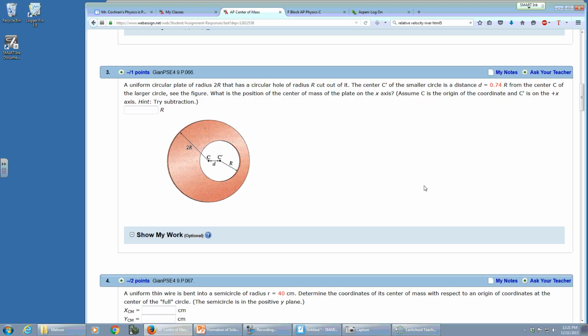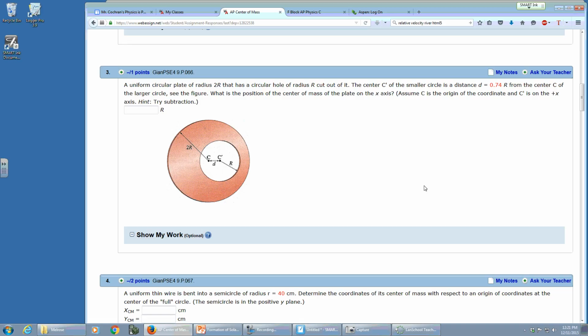We'll start with number 3 here, and move from there. This one is going to be helpful when you do your olive loaf problem, if you haven't already done it. Because remember, anytime you have a hole, they call it subtraction, I consider it just adding a negative mass.